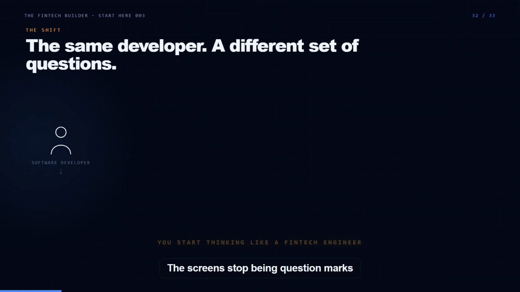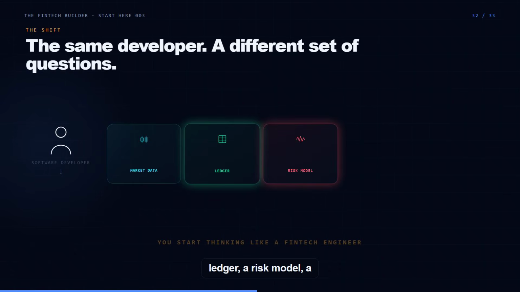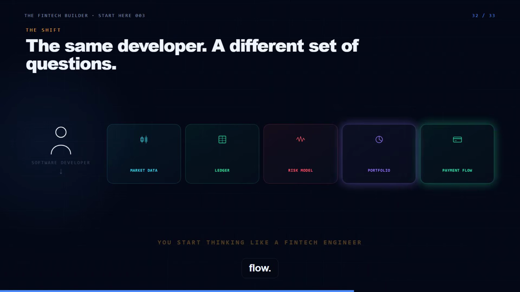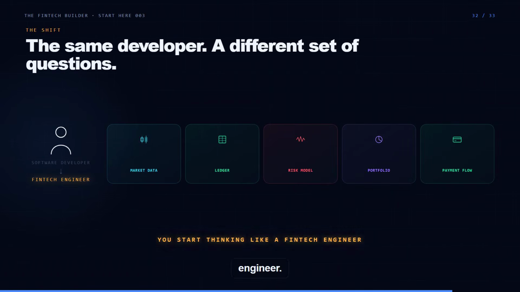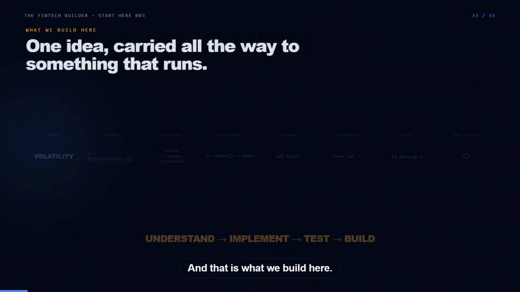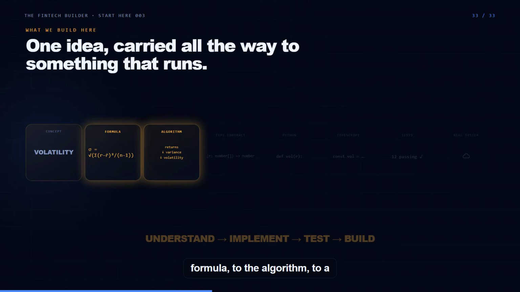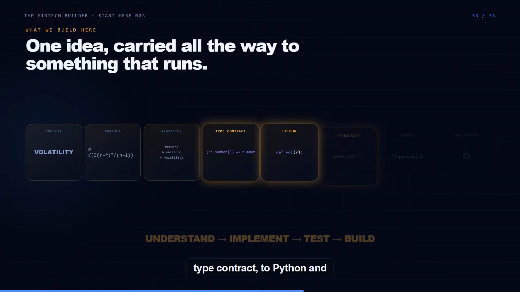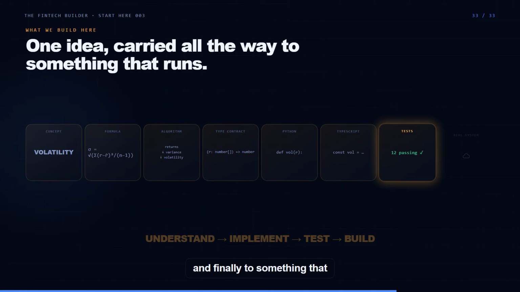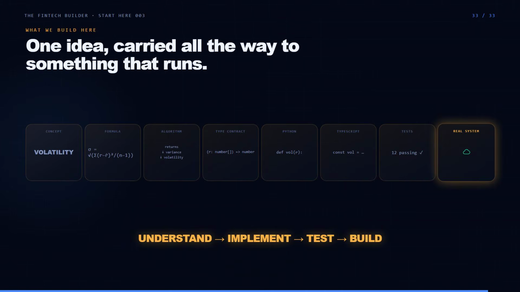That is the shift. The screens stop being question marks and start being market data, a ledger, a risk model, a portfolio, and a payment flow. You start thinking like a FinTech engineer. And that is what we build here. From the financial concept to the formula to the algorithm to a typed contract to Python and TypeScript to tests, and finally to something that actually runs.